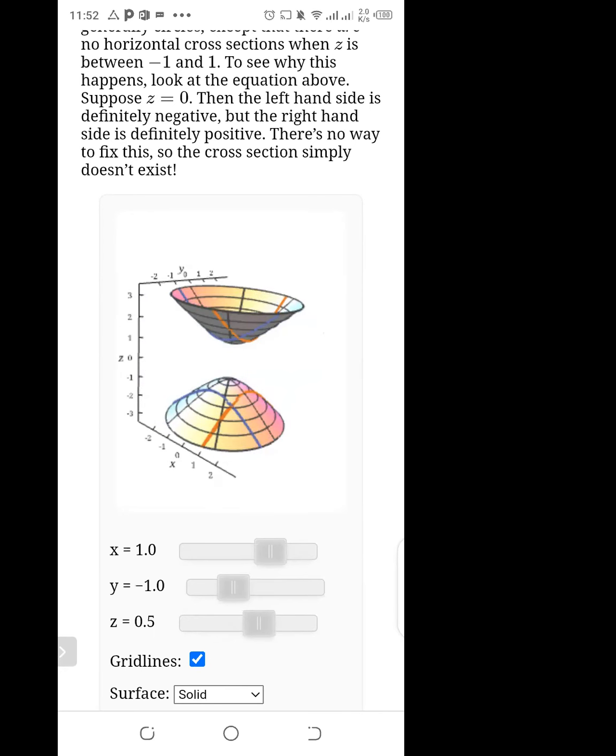For the other cross sections, let's try x. This is the plane which is parallel to the YZ plane. You just get hyperbolas, a little cross section area like that. Hyperbolas throughout. For y again, hyperbolas.